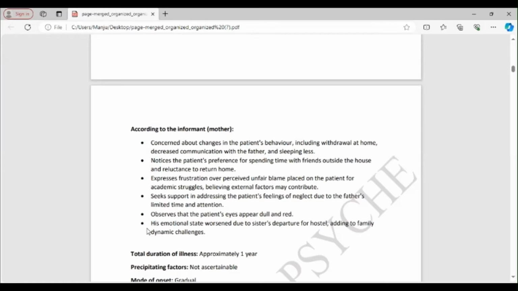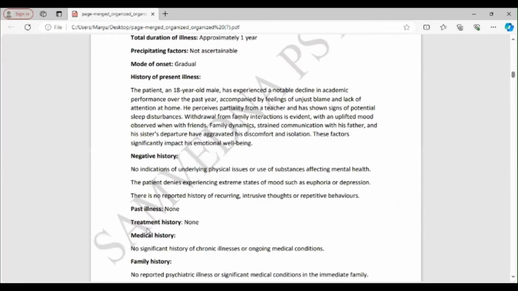These are the factors which are responsible for the present or current state of the patient. Mode of onset can be gradual or sudden. History of present illness is based on the information gathered from the patient as well as the informant. Negative history, if any, is recorded.